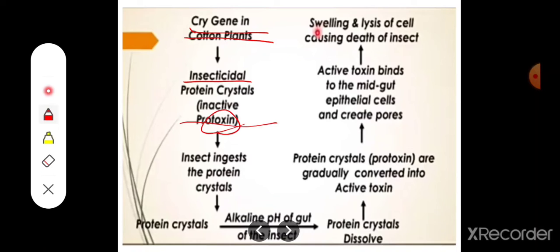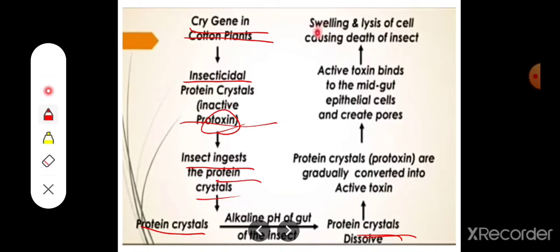Now think that an insect is attacking this cotton plant. An insect comes and eats the cotton plant, right? It is trying to eat it, no? So when they do so, this insect will ingest the protein crystal. So this gene which is coding for this insecticidal protein will enter into the insect's gut. Gut means their alimentary canal, and now this protein crystal will start dissolving. It will slowly start dissolving, right? They are protein crystals, so these crystals will start dissolving when they reach the gut of the insect.